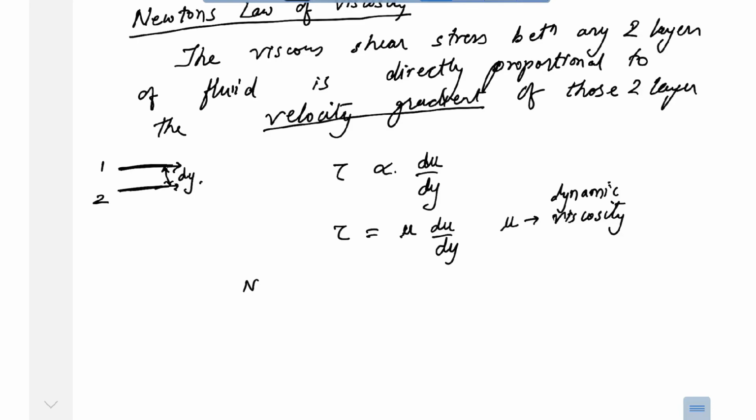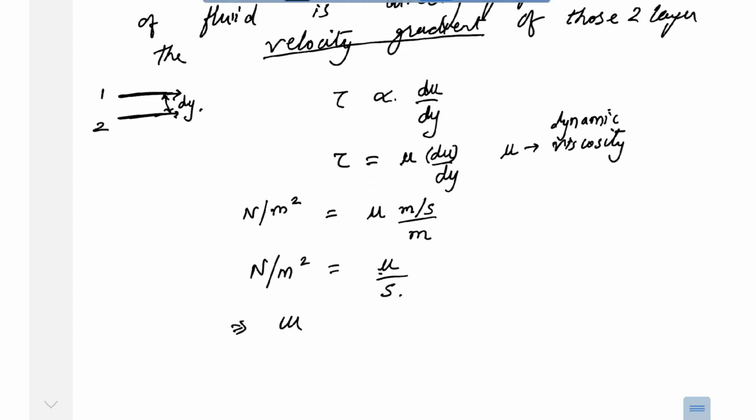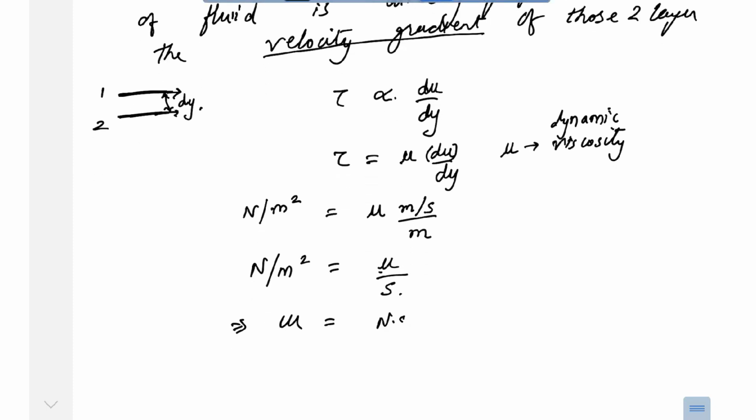The unit of stress is Newton per meter square, whereas the unit of mu is to be determined. The unit of du will be the unit of velocity, whereas dy is distance and hence its unit will be meter. Now writing down the same equation again, mu equals tau upon du by dy, hence the unit of mu will be Newton second per meter square. So this will be the final standard unit for mu, Newton second per meter square.